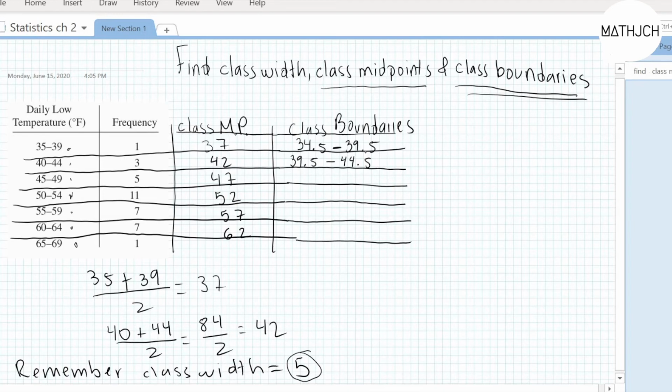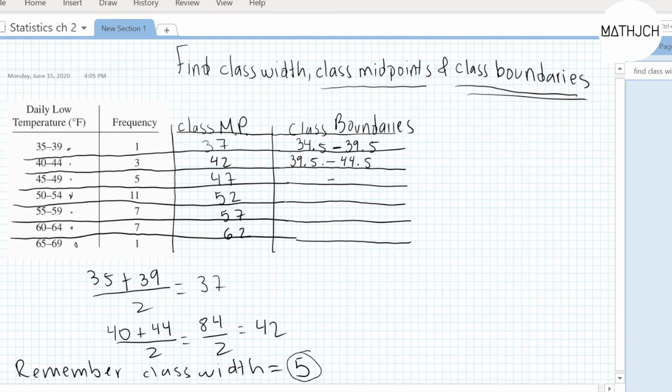Notice here we have the 39.5 and then we start again at 39.5. That will make sense for the construction of a histogram. This will come very useful for the histogram, so keep in mind how to construct a histogram, because we are going to need these class boundaries. We are not going to need all of them because they repeat. Like 39.5, it repeated here, so we're just going to use it once for the histogram.